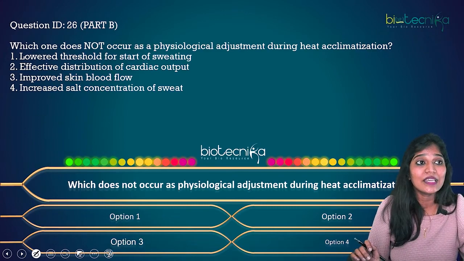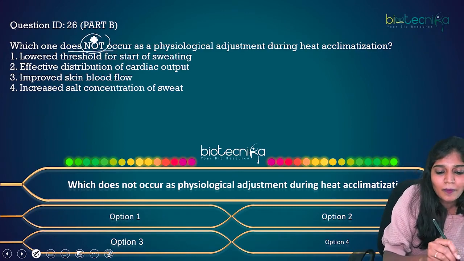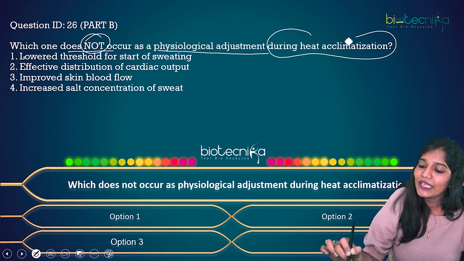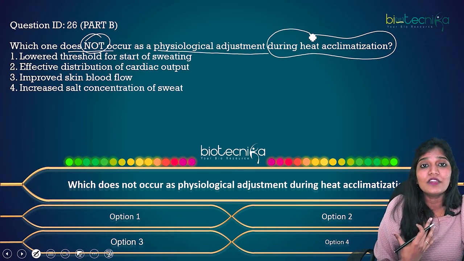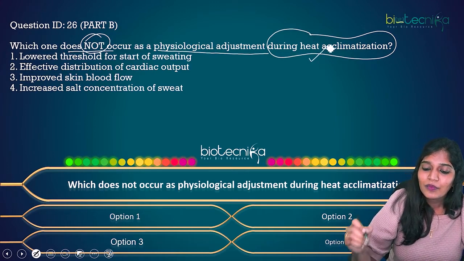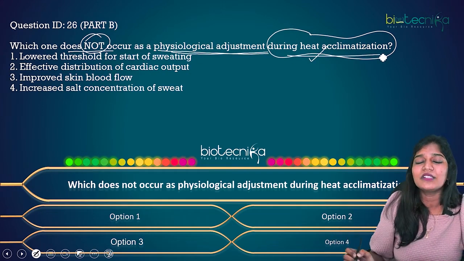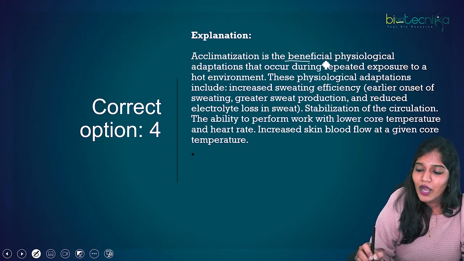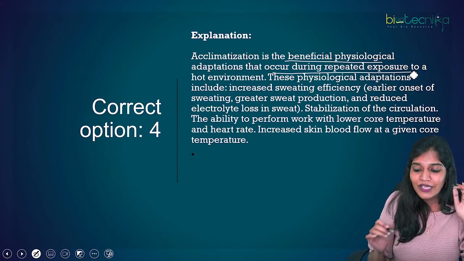Okay, let's move on to the next question, which is again a part C question. Which one does not occur as a physiological adjustment during heat acclimatization? Suppose we are exposed to a lot of heat, so our body has some physiological adaptation. That we are going to talk about in detail. So you can see physiological adjustments during heat acclimatization. What will happen in acclimatization? Our body will get adapted if we are exposed to the heat for so long. So at that time, what will happen?